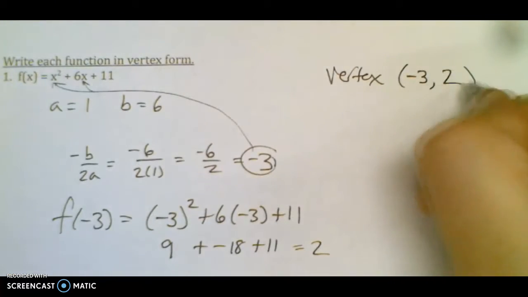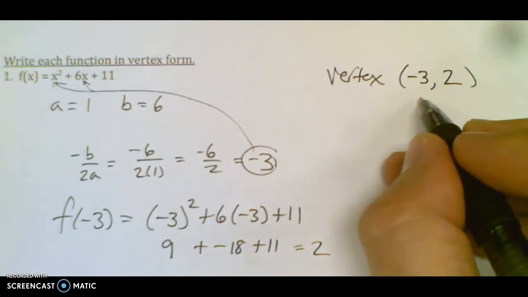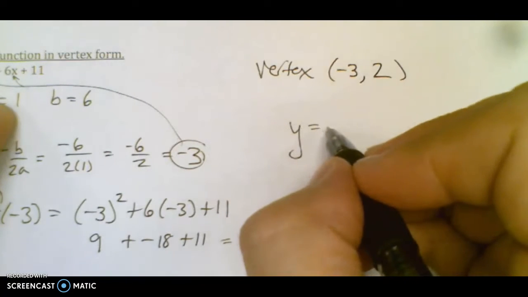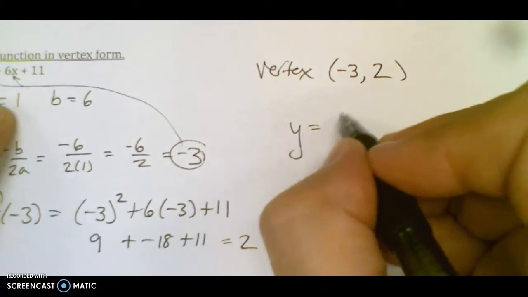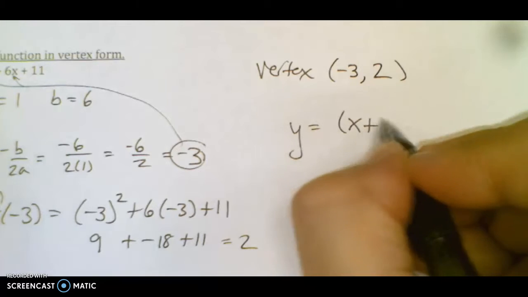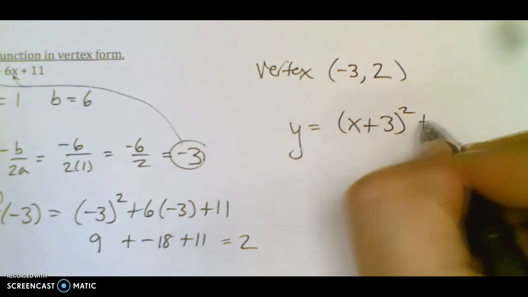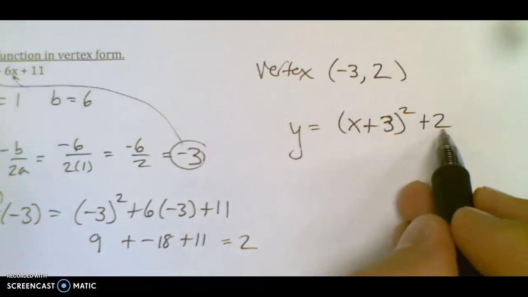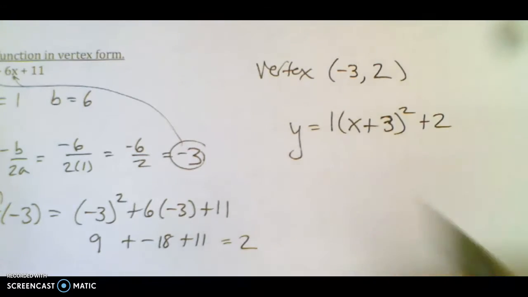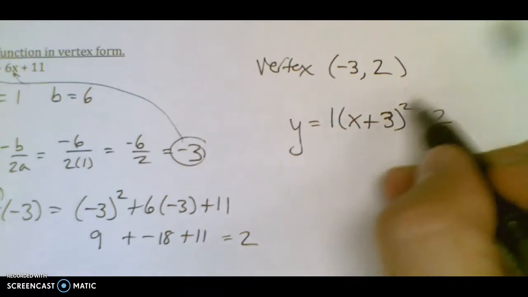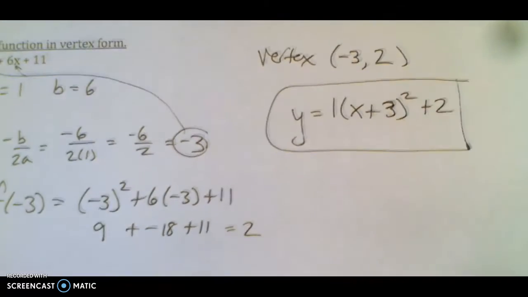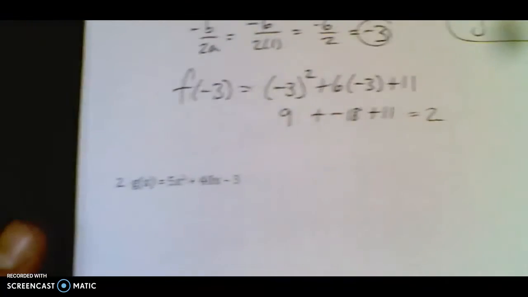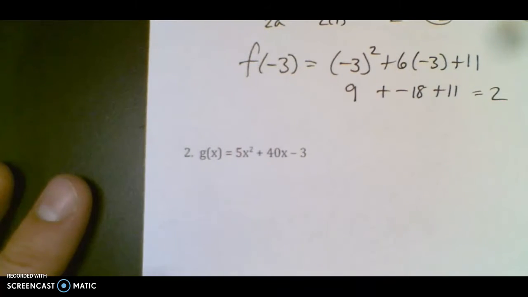So I know the vertex is at (3, 2). So for my equation, I already know a is 1, so I don't need to write a number in front of it. It's going to be (x + 3)² + 2. Isn't that nice? There's my vertex, x part, y part, and there's a 1 here. You can write it there if you feel like it. Just don't forget the squared, because reasons. All right, so next one, same deal.